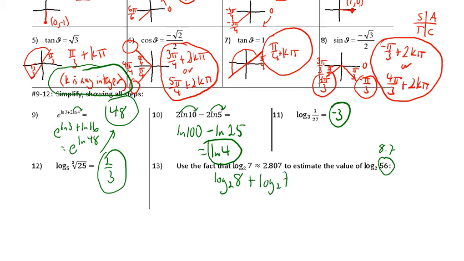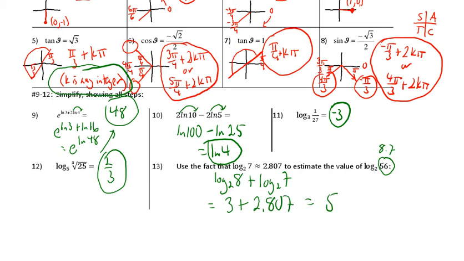And so why can we do this without a calculator? Because I know 2 to the 3rd gives me 8. And they told me 2 to the 2.807 gives me 7. And then my final answer would be 5.807.